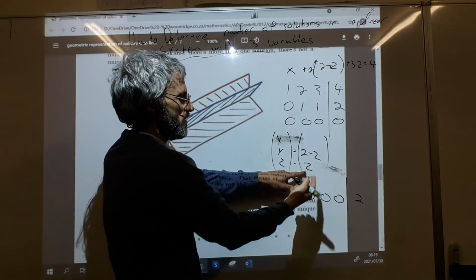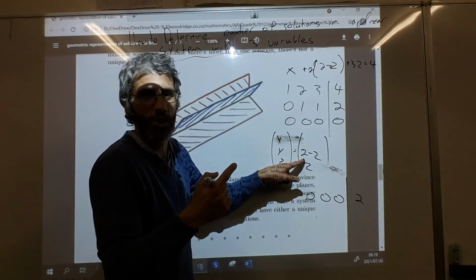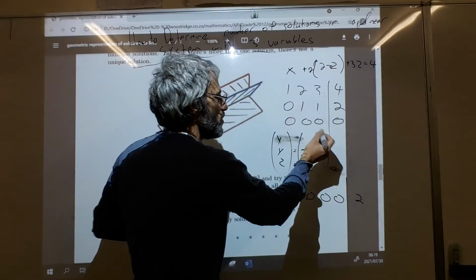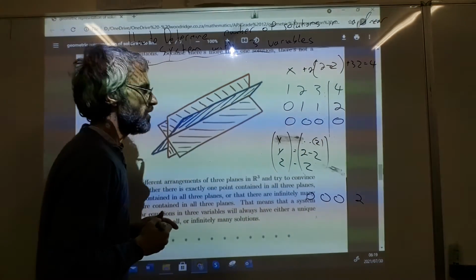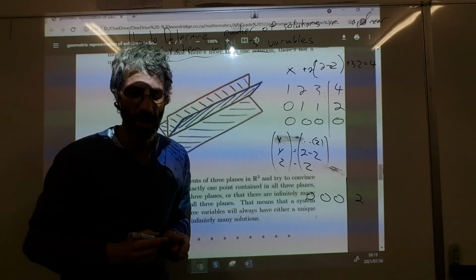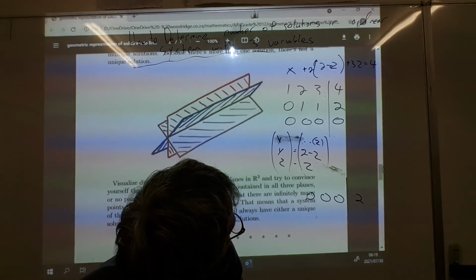Z is just Z. It can be anything. That's a degree of freedom. Y is some function of Z, 2 minus Z. And X is also some function of Z. I'm not going to say exactly, but something to do with Z. So that's a straight line. But there are other options as well.